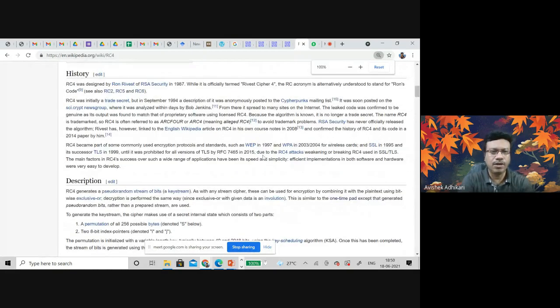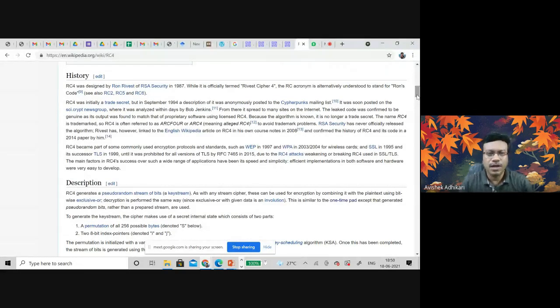But then it became public. Somebody made the code public, and many people tried to judge whether it was the real RC4 or not, and suddenly they came to know that the leaked code was basically the RC4 code. As a result, the code of RC4 was no more secret, so everybody could find it.